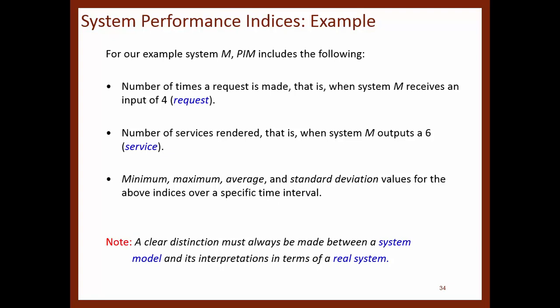For our example, system M, our PIM includes the following. Number of times a request is made, that is, when system M receives an input 4. Number of services rendered, that is, when system M output is 6. Minimum, maximum, average, and standard deviation values for the above indexes over a specific time interval. Okay, so we can compute all of that with this experiment table. A clear distinction must always be made between a system model and its interpretations in terms of a real system.